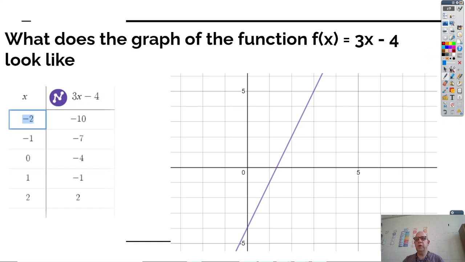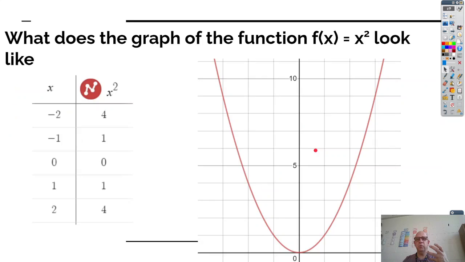Okay? But we are moving on from just linear equations, just straight lines. We can also have curves. So the function of x, where x is squared, is the equation y equals x squared. So if I put a negative 2 in for x, negative 2 times negative 2 is a positive 4. So I have negative 2 and positive 4. If I put a negative 1 in for x, then negative 1 times negative 1 is positive 1. So I have negative 1, positive 1.